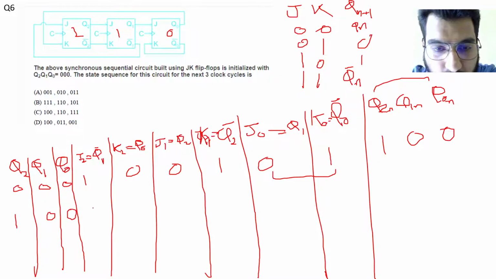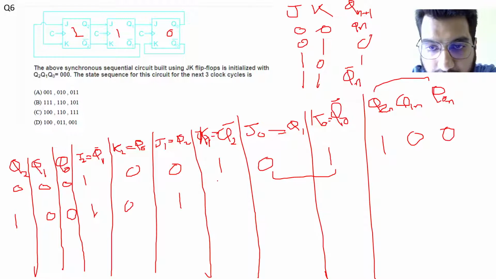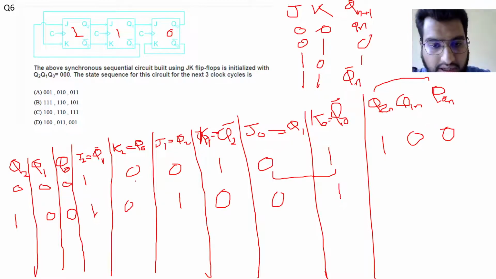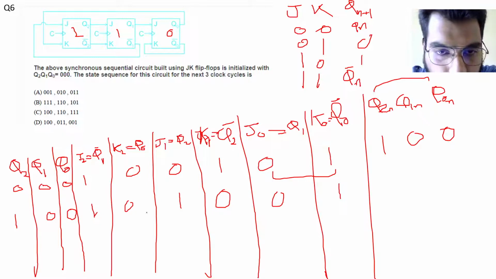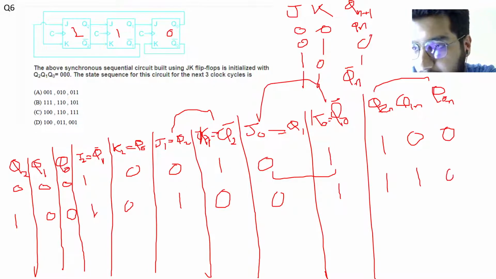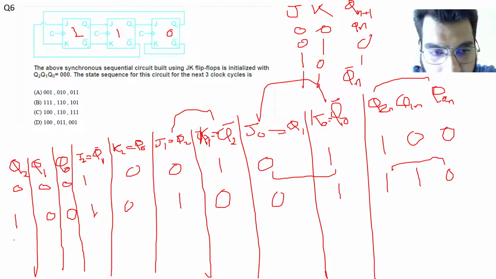So Q1 is 0, it will be 1. Q0 is 0, it will be 0. Q2 is 1, it will be 1. Q2 is 1, its complement will be 0. Q1 is 0, it will be 0. And Q0 is 0, and its complement will be 1. So now checking the outputs. J equal to 1, K equal to 0, it will be 1. J equal to 1 and K equal to 0, it will be 1. And J equal to 0, K equal to 1, it will be 0. Now these will be our inputs, like here 1 1 0.